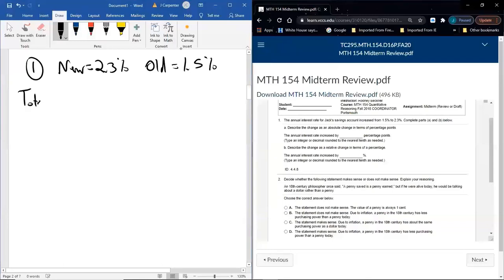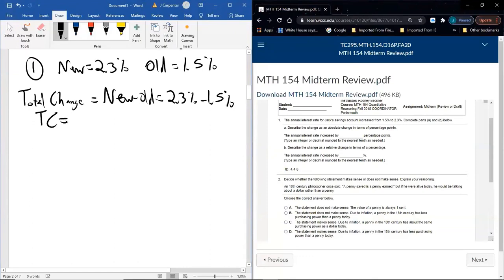So the total change, or the absolute change, that's just another way to phrase it, is the new minus old, which would be the 2.3% minus the 1.5%. So the total change should just be 0.8%. Asterisks. We don't want to use the percent symbol for a total change, so we call it 0.8 percentage points. We can abbreviate that as PP. We can use the full words, percentage points. There's variations to this as well. That's the one you should see.